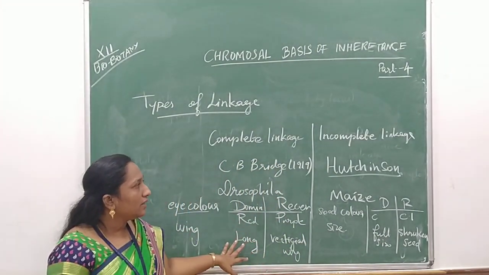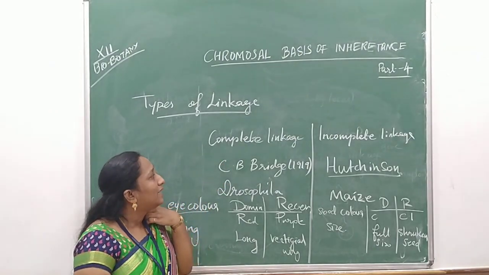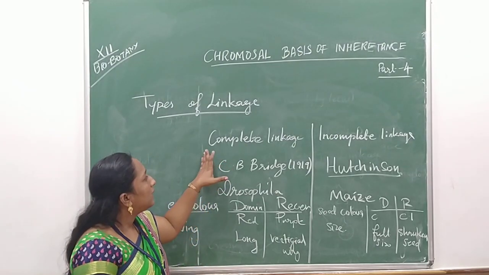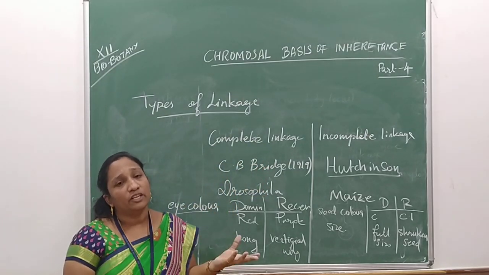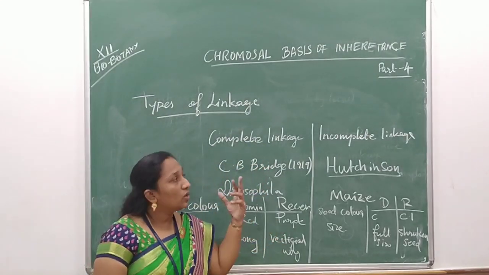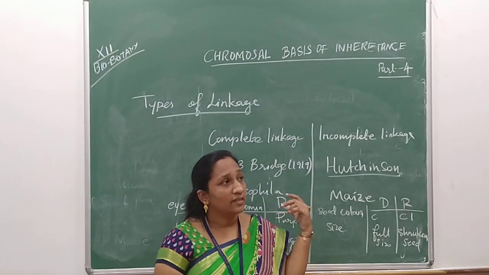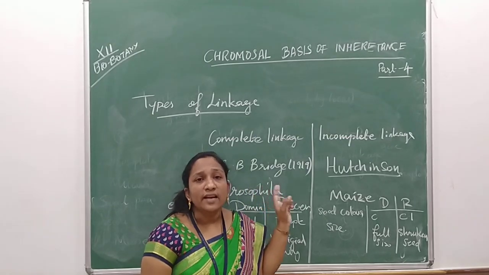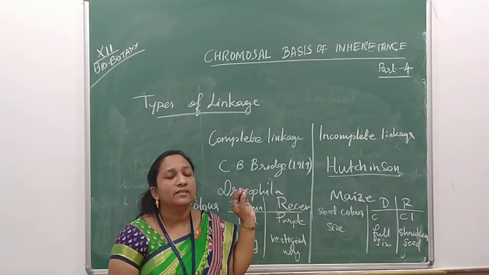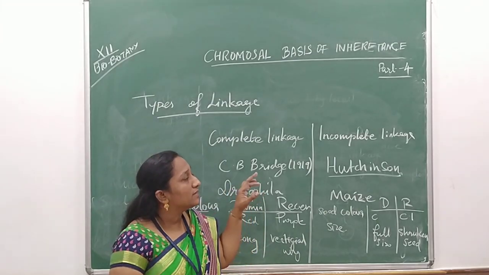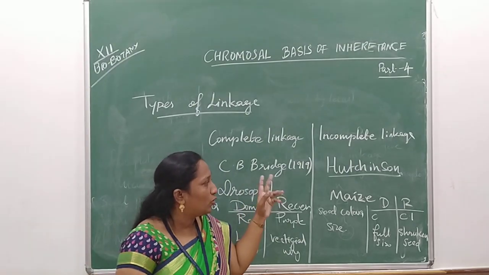Children, up to this clear? Two types of linkage. What are they? Complete and incomplete linkage. Complete linkage, I already informed you. Incomplete linkage is also related to unlinked genes. So incomplete linkage is also said to be syntaxic. Syntaxic. This is important for two mark questions. What is meant by syntaxic? It is called incomplete linkage or unlinked gene.